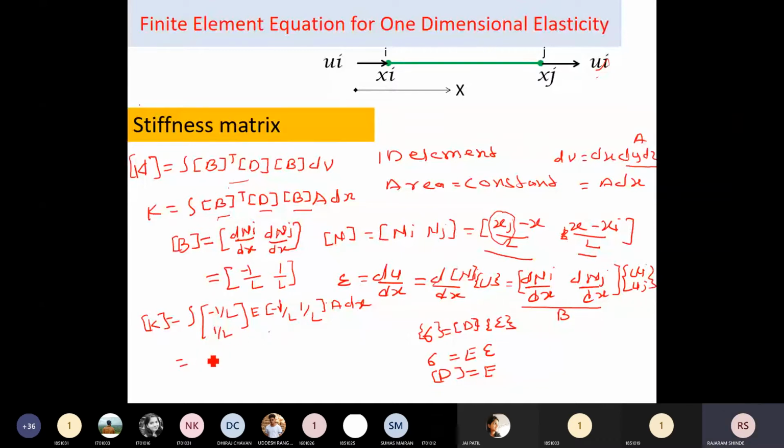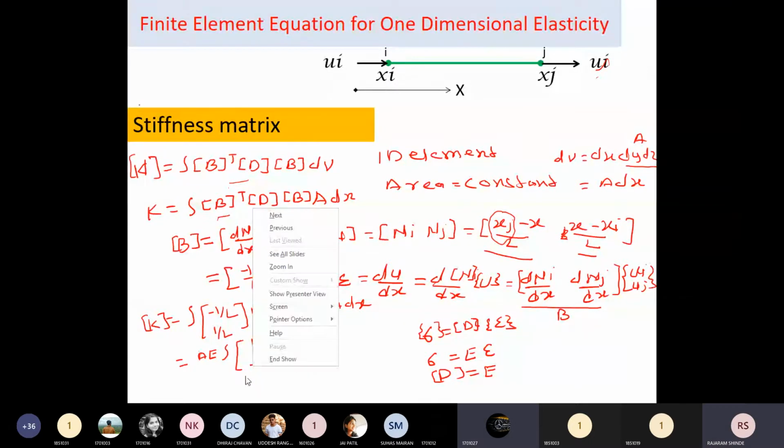Okay, you tell me the product of these terms. Now A and E you can take out of the integration, because area is constant, E is constant. Now you tell me the product of this matrix and this matrix. Yes, 1 by L square, next minus 1 by L square. Second term, minus 1 by L square. Third term, minus 1 by L square.